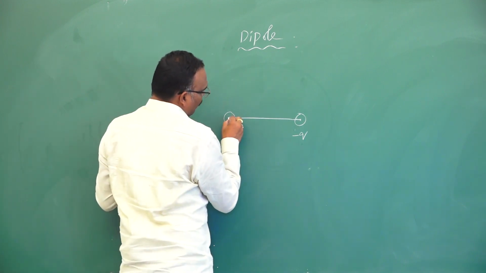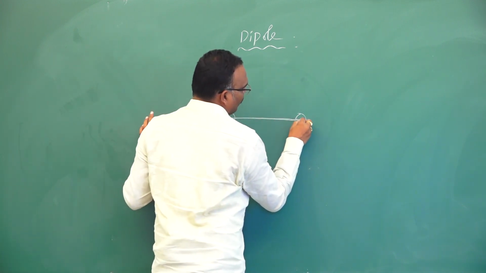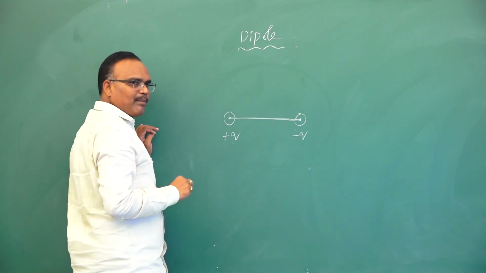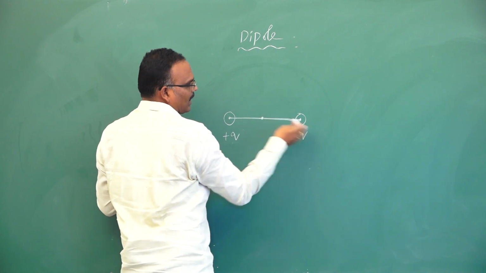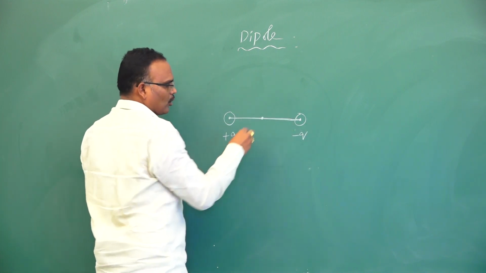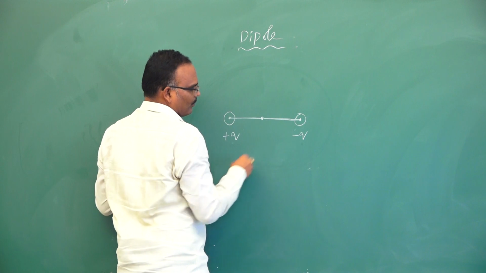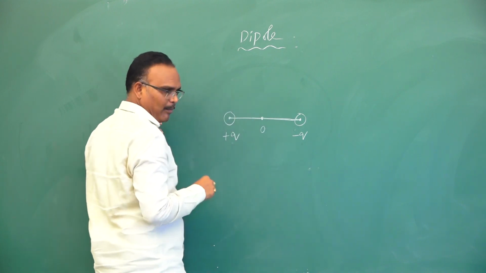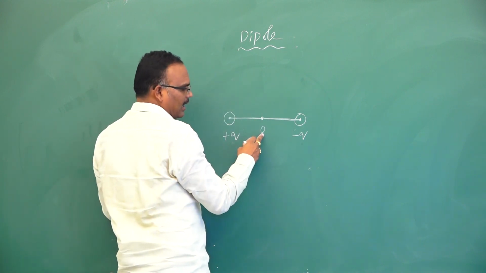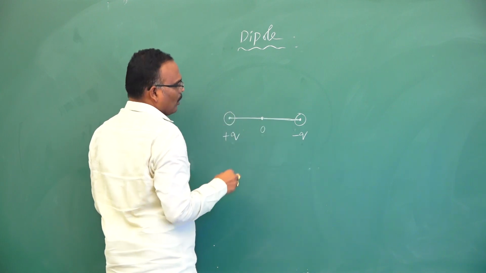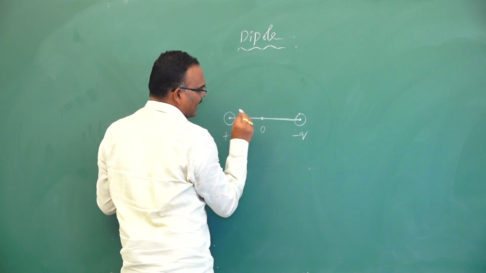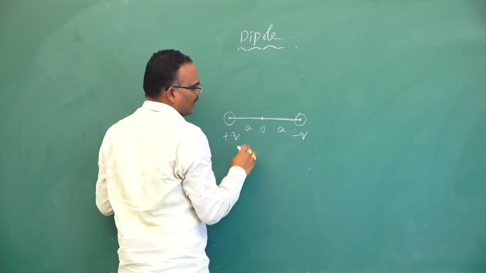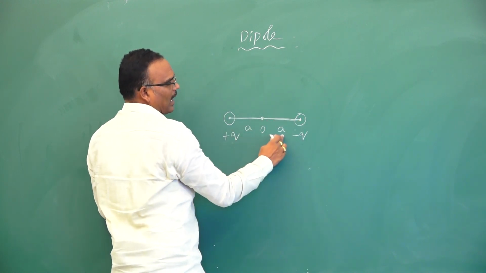So, in case of a dipole, all the distances can be measured from the center of the dipole. You should not measure from any one of the charges. You should measure from the center. So, O is the center of the dipole, and I need to measure all the distances from O. If I take from here to here as length A, this is also A. So, the length of the dipole is 2A.